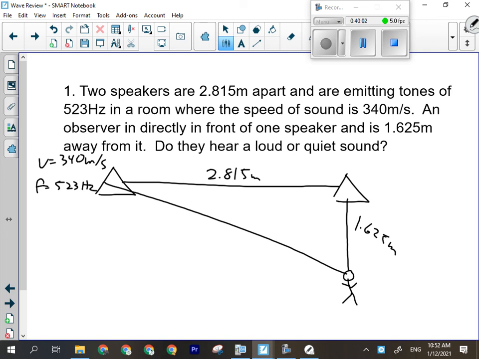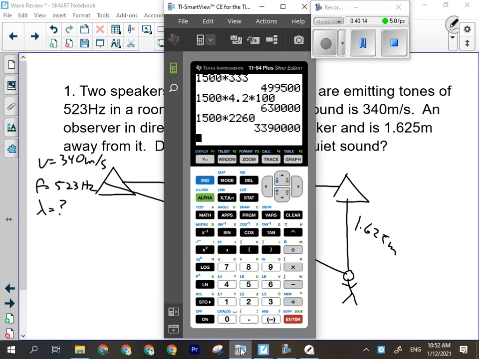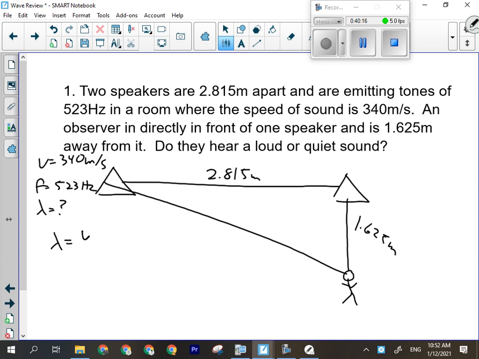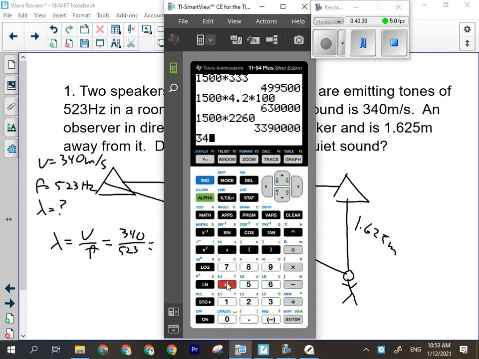All right, so we need to find the wavelength of the sound. To find the wavelength, then we can find the number of wavelengths from each speaker to the person. So first thing to do is find the wavelength. Wavelength will equal V over F, just manipulating the universal wave equation. So 340 over 523. All right, so 0.65 meters.